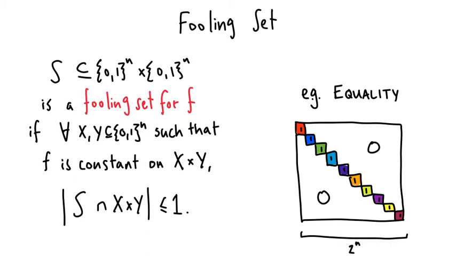And this fooling set corresponds to the number of Alice or Bob's inputs, so it's of size 2 to the n. So equality admits a fooling set of size 2 to the n. And any deterministic protocol consequently needs at least 2 to the n different transcripts, and therefore you need to communicate at least n bits.